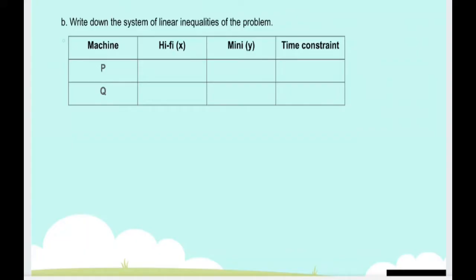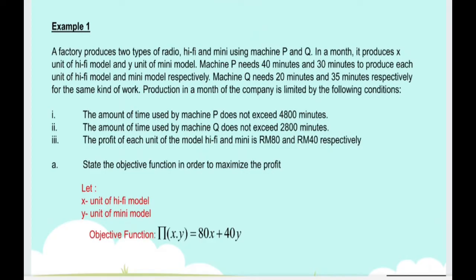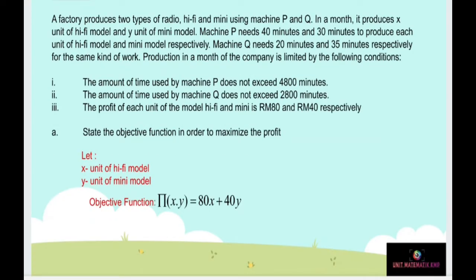We continue. Question B. Write down the system of linear inequalities of the problem, meaning its constraints. Because the question gives it in sentences, we need to put it into a table, so it is easier to get the constraints. Read back what the conditions in this problem are. We have hi-fi and mini models, using machines P and Q.